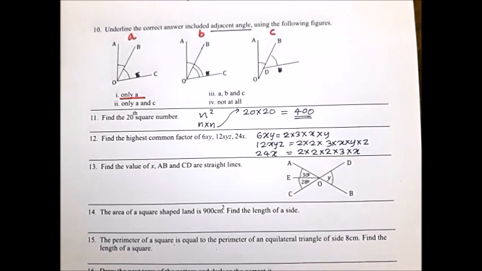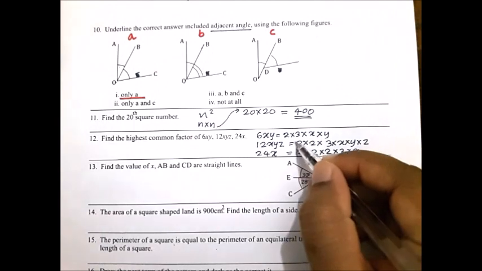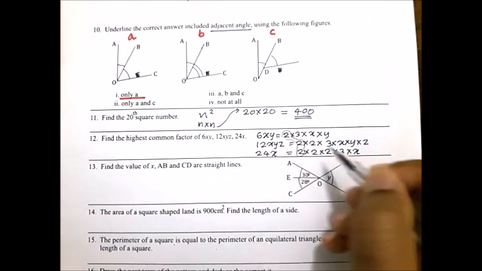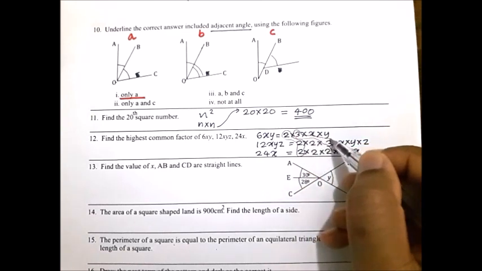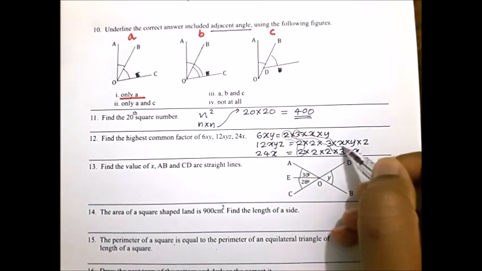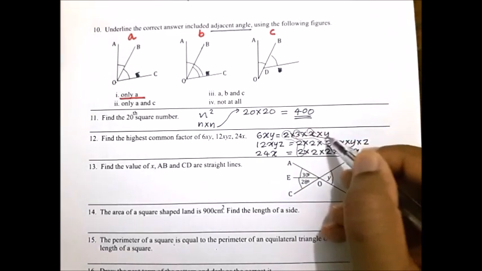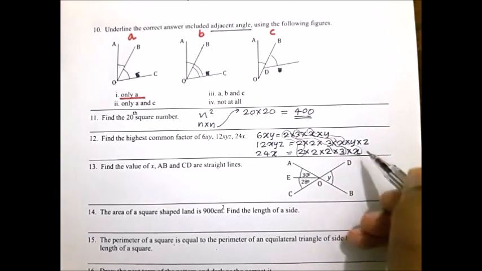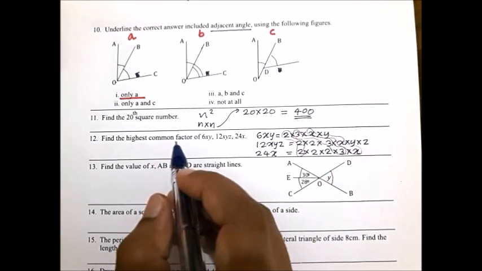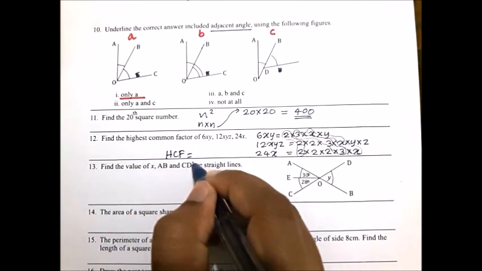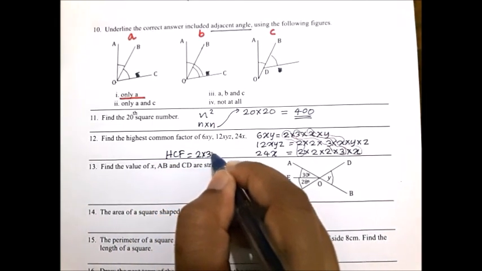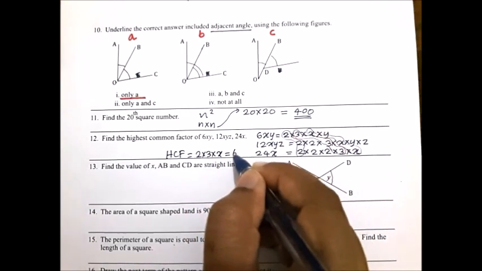Now select the common terms here. 2 is common, and 3 is common, and x is also common. Then write the highest common factor. 2 multiplied by 3 multiplied by x. Answer is 6x.